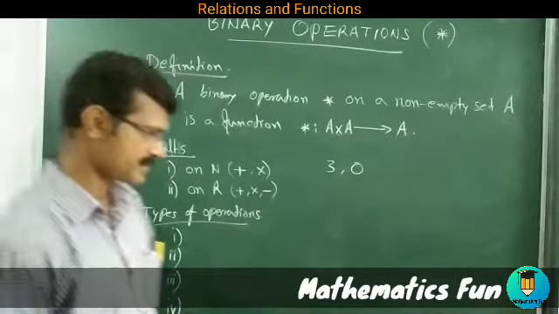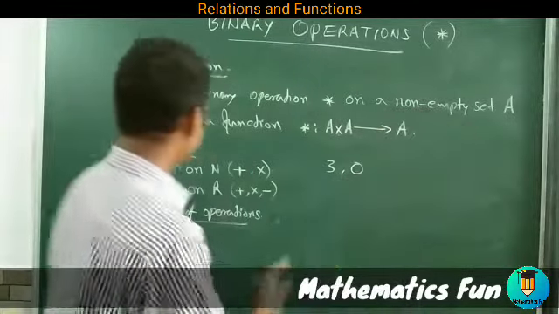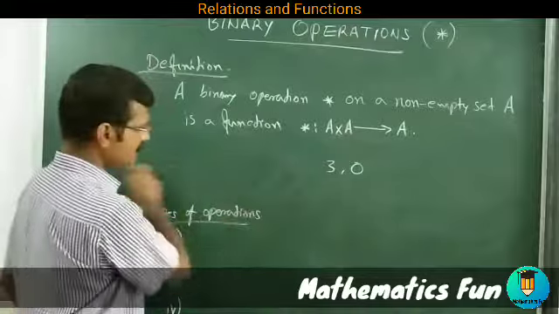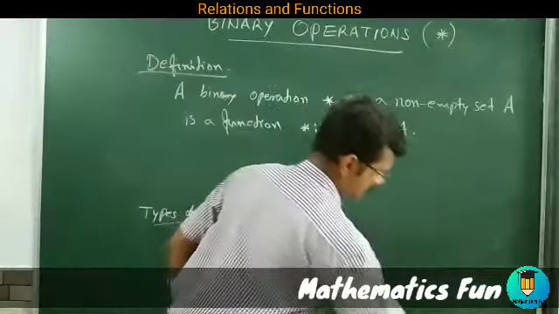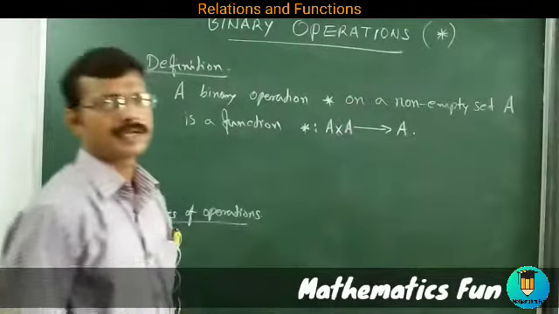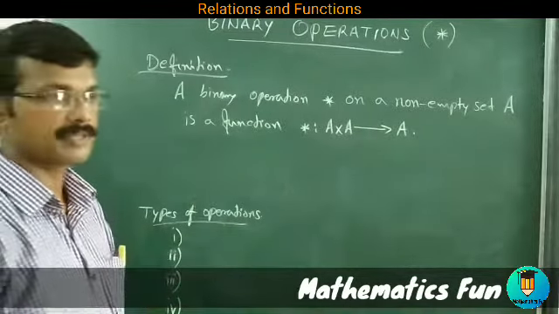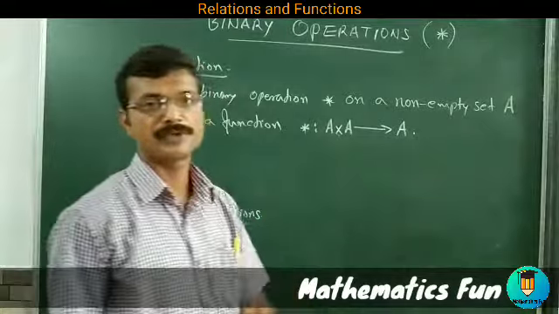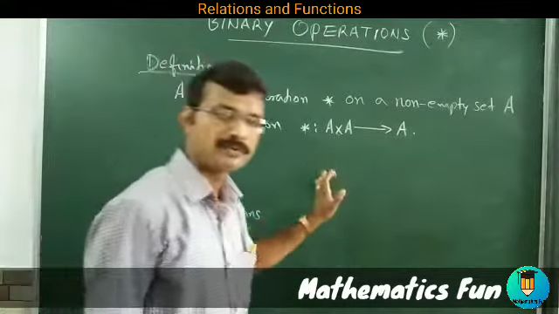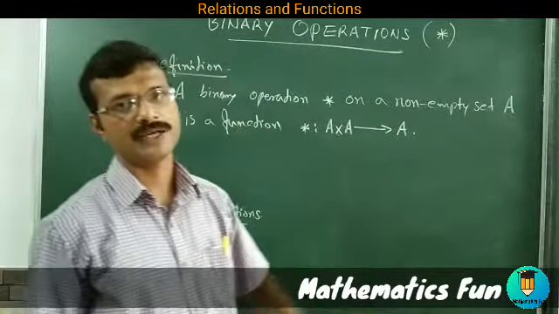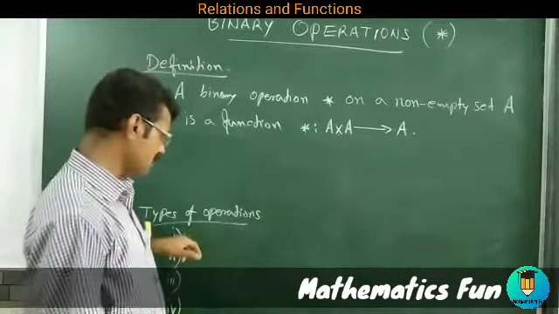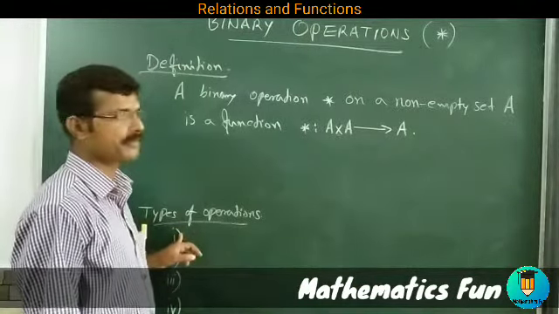Types of operations. In types of operations, we will come across the first one. What is commutative property? You know commutative property in multiplication: 5 into 8 is equal to 8 into 5. The same way here, the first one is commutative property.